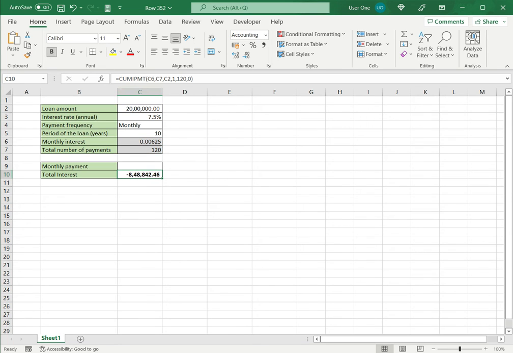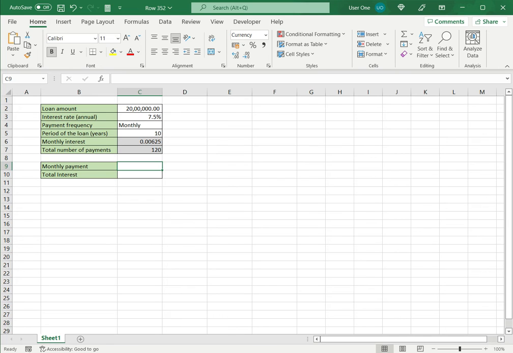Now this shows a negative number. If I would prefer it to be displayed as a positive number, I can go to the formula bar and insert a minus sign at the beginning of the function, and I get this number displayed as a positive number. So this is one way of doing it. Let's look at the second way, which is to use the PMT function and the formula.